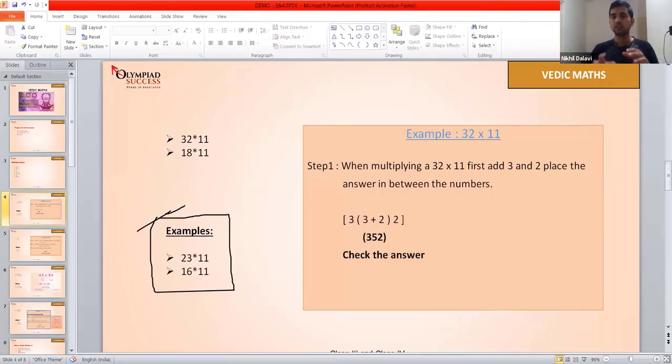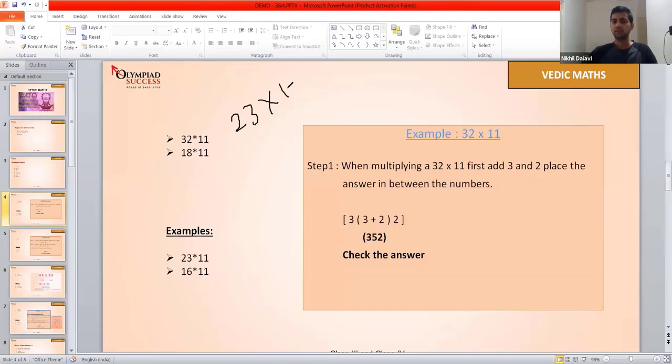Vedic mathematics is not meant for multiplication of small digits. You can do it with small digits, but the real fun of Vedic maths is multiplying huge numbers, because that's what you can do easily. Now for those people who didn't understand, I'm taking an example once again. I'm taking 23 times 11.